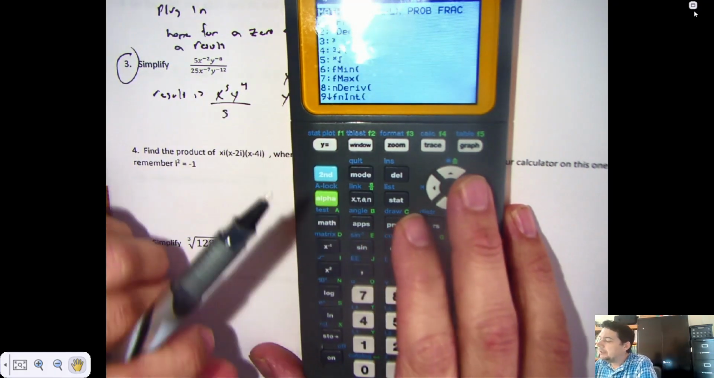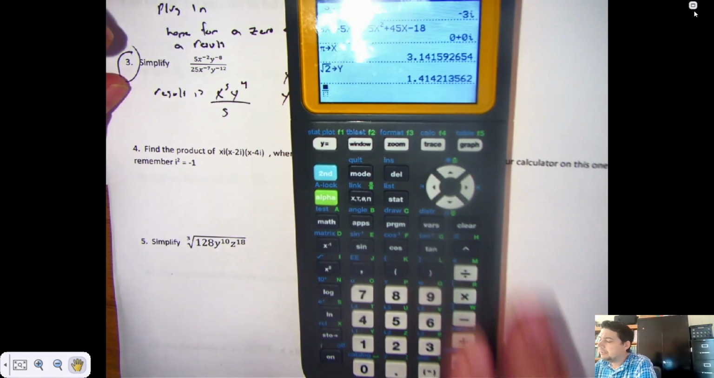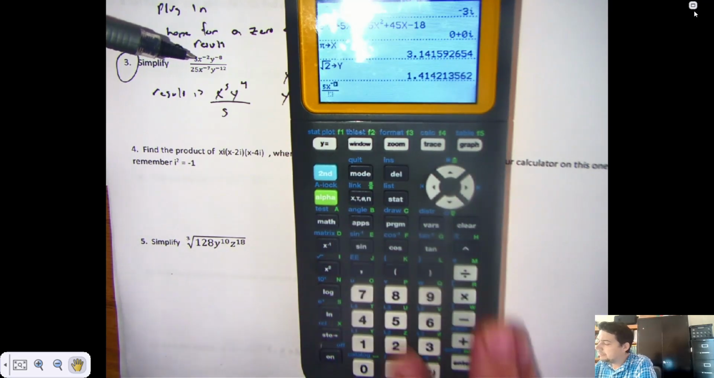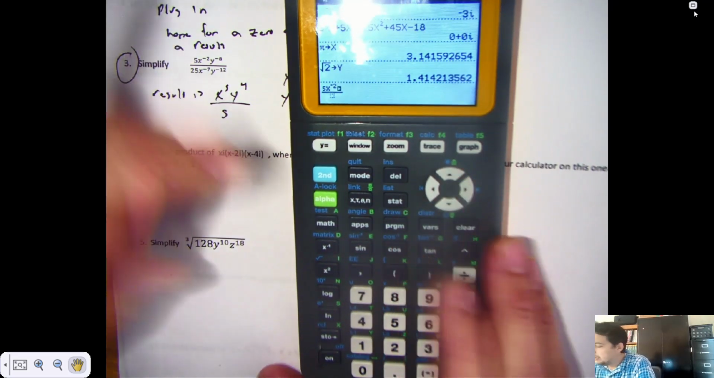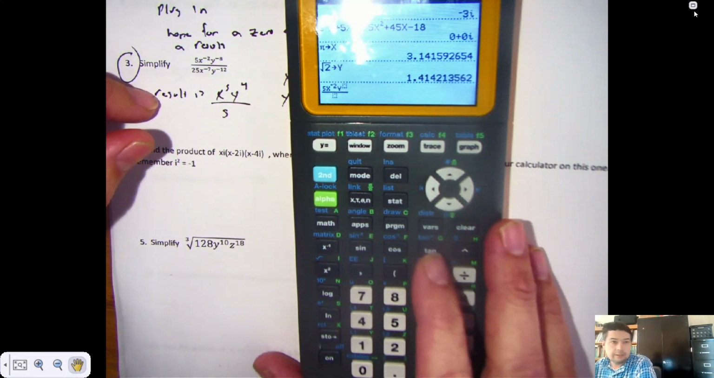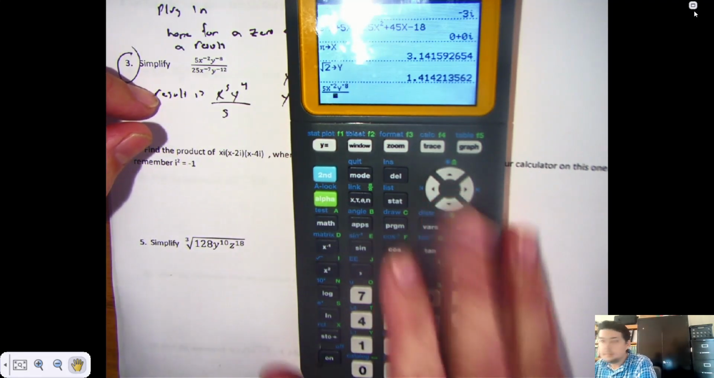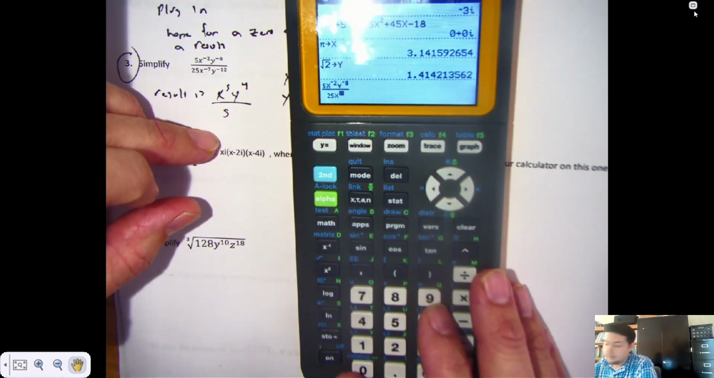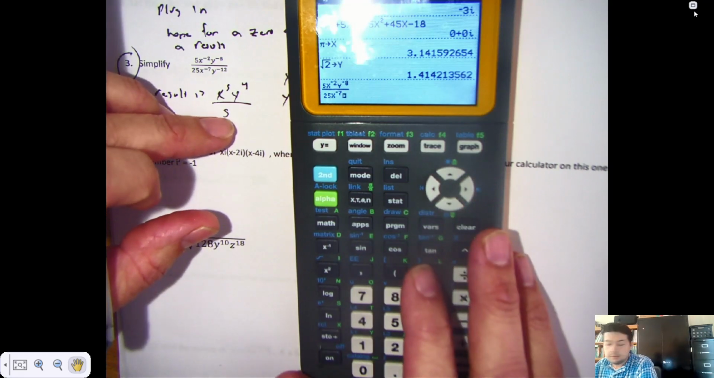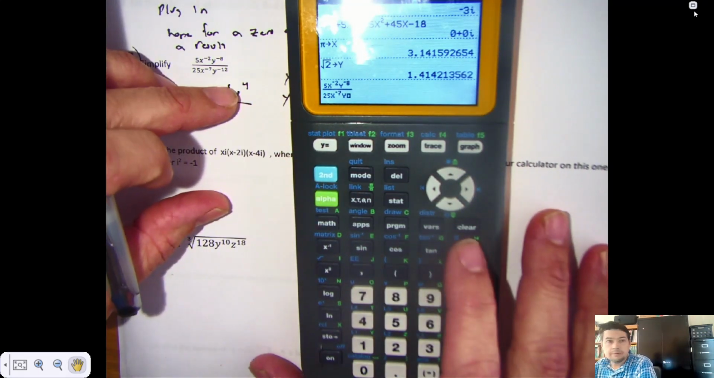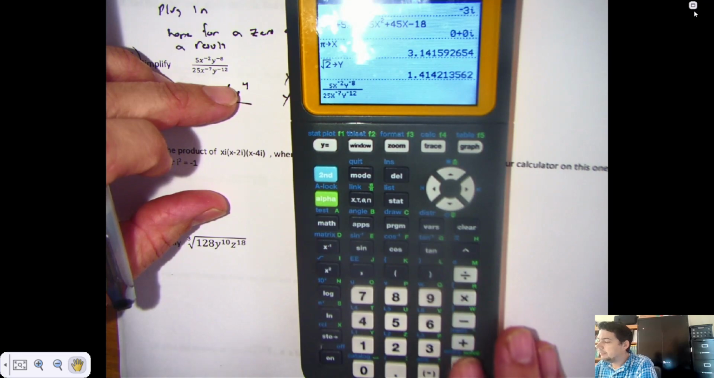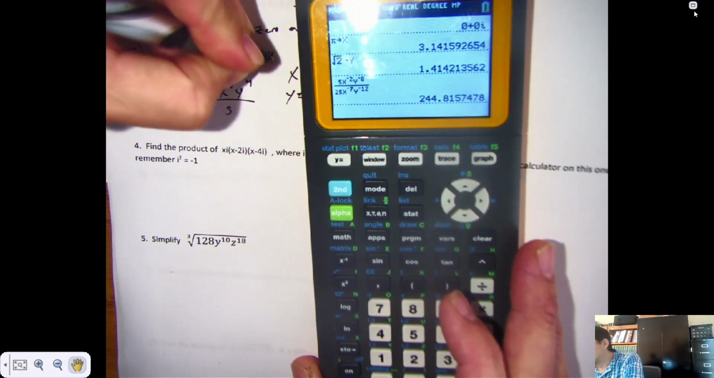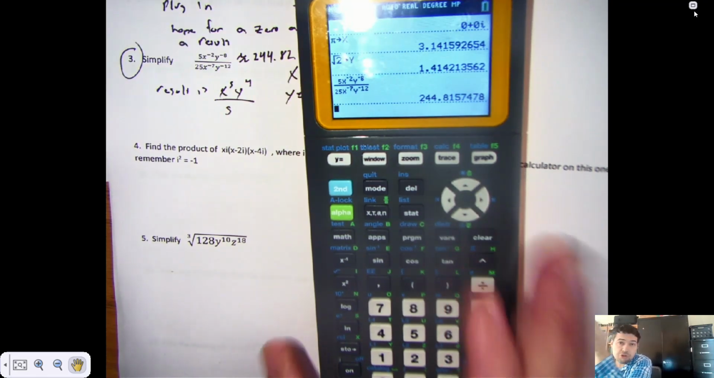I'm going to hit math, number, numerator over denominator. I'm going to type in the original equation, 5x to the negative 2nd, y, alpha 1, to the negative 8th, over 25x to the negative 7th, alpha 1 for y raised to the negative 12th power. And when I plug it in, I get around 244.82. And I'm just going to check answer choices.